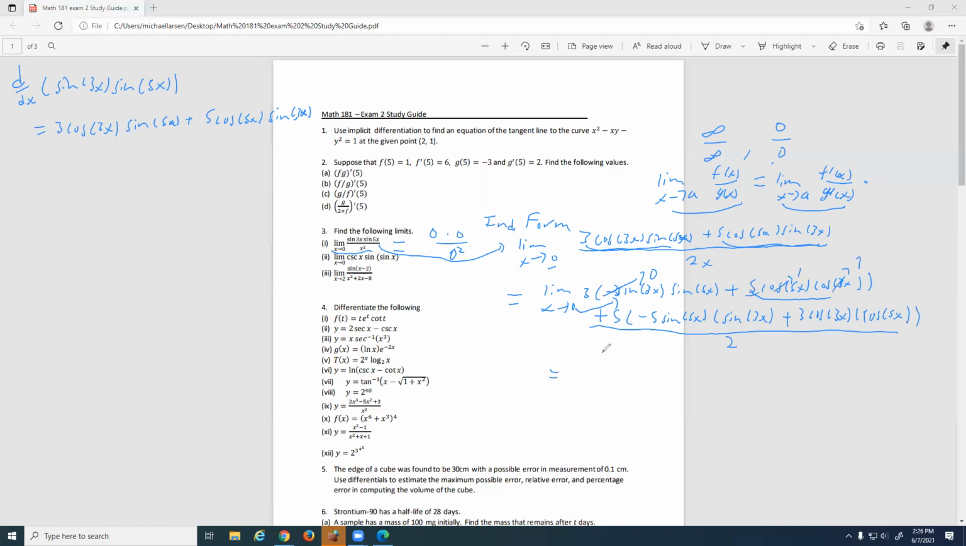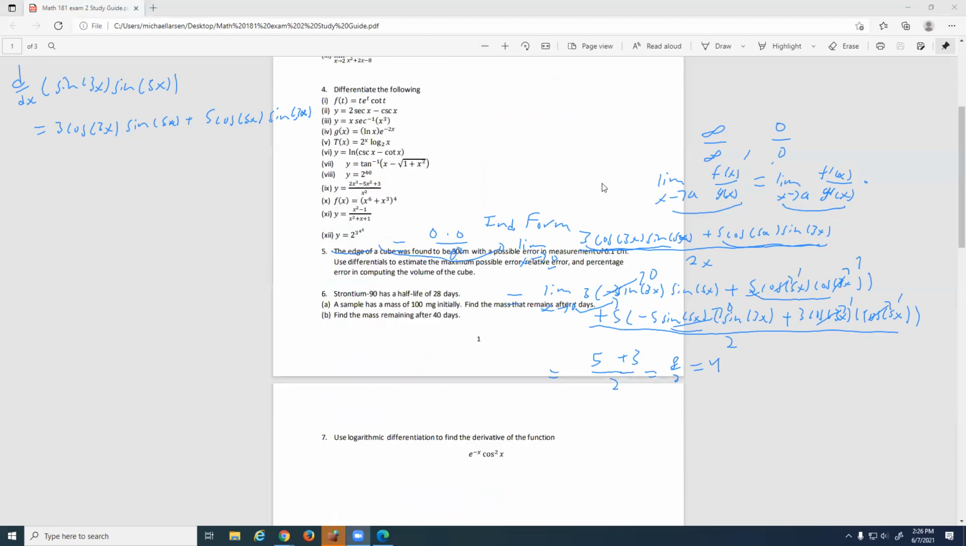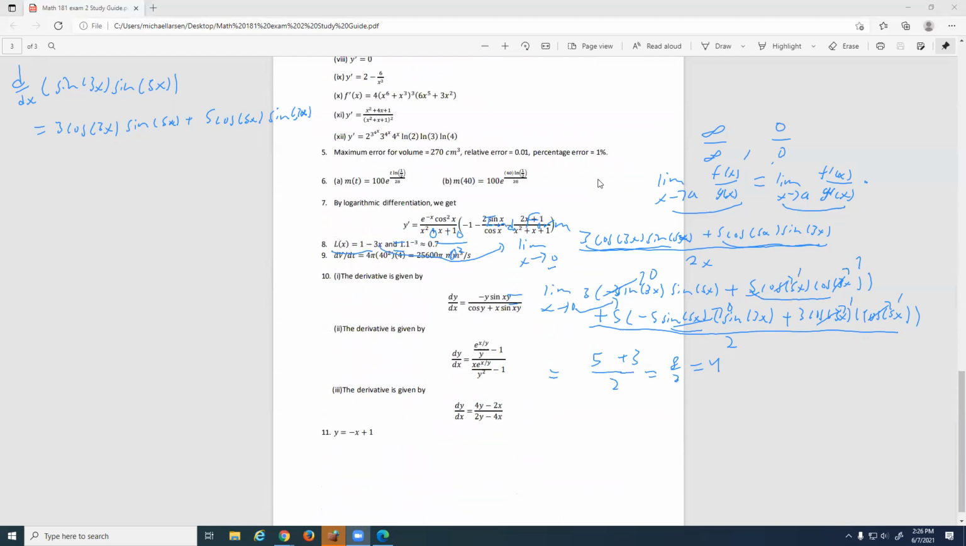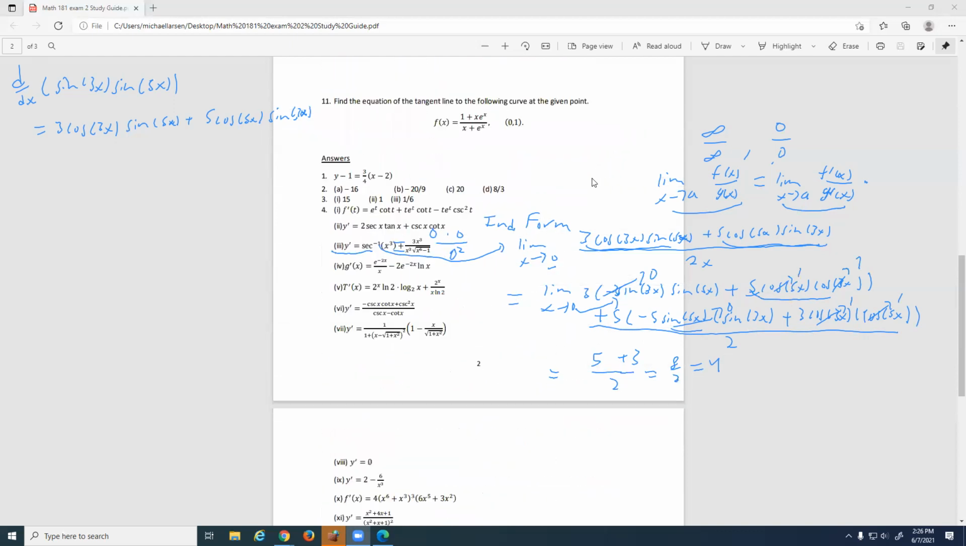So we'll have 5. And then the next term, again, has 2 sines, so this is going to go to 0. And for the last term, we have 3 cosine 3x times the cosine 5x. Remember, the cosine of 3 times 0 is still 1. This one's also 1. So we'll have plus 3, and this is all divided by 2. If I've done my arithmetic correctly, this should turn out to be 8 over 2, which is just 4. So fingers crossed that matches up with the answer key, because I really don't want to do those product rules again. So let's take a look.